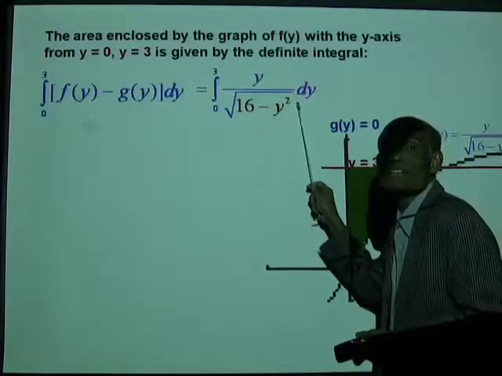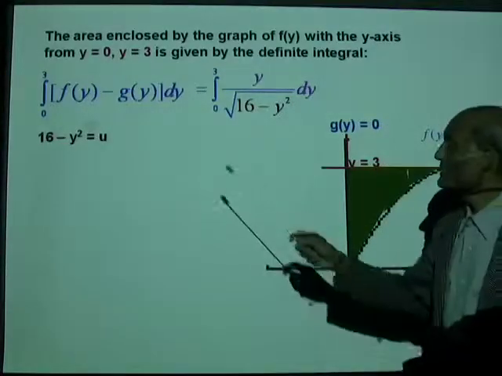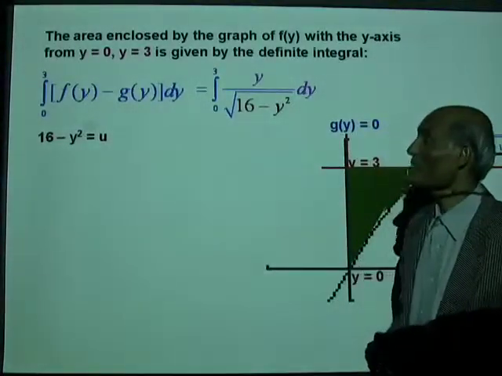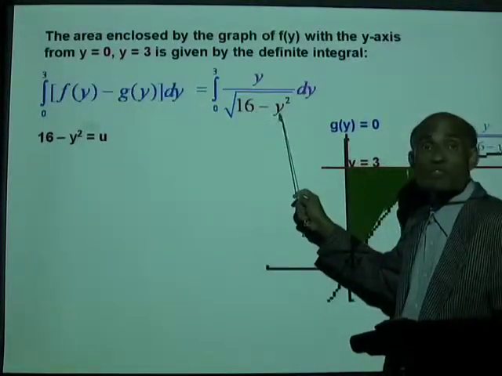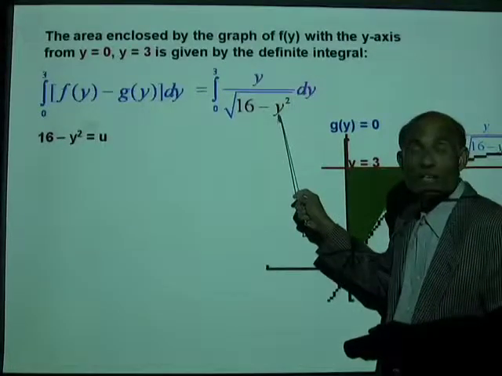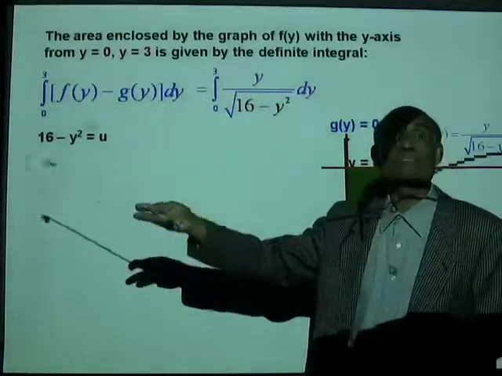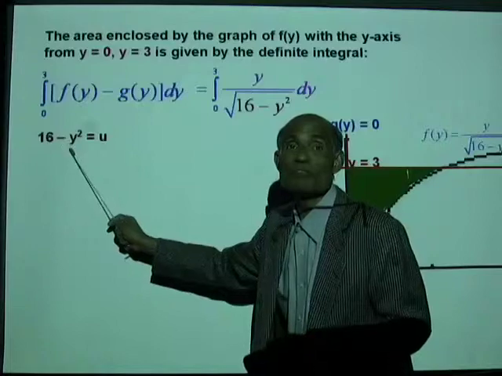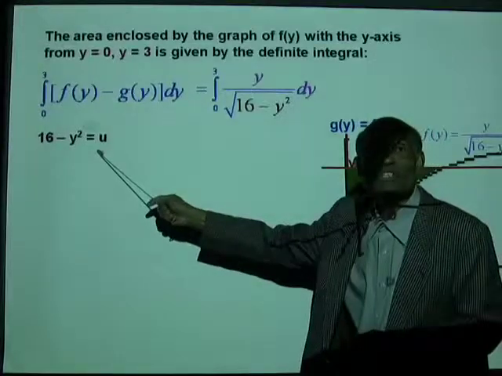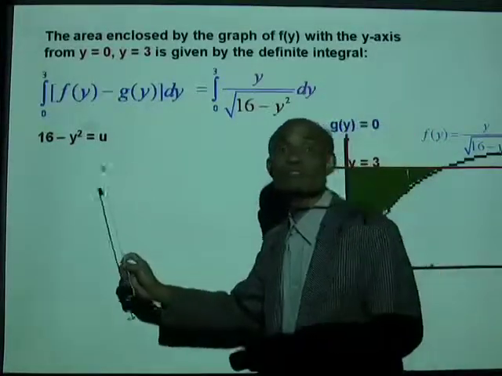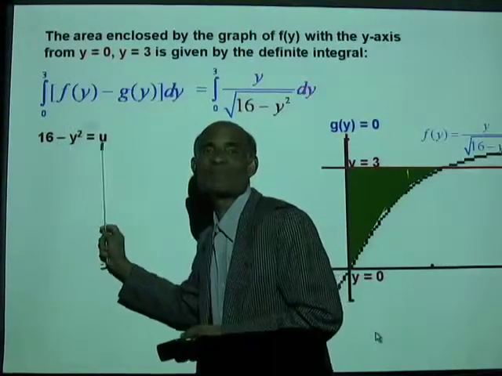Therefore, you can make an easy substitution that 16 minus y squared equal to u. So we make that substitution, 16 minus y squared equal to u. Now remember, the moment you make a substitution of a quantity, then we need to replace everything else in the integral based on that substitution. So if 16 minus y squared equal to u, what is then y dy in terms of u? Well, all we need to do is find the differential of both sides of the equation.